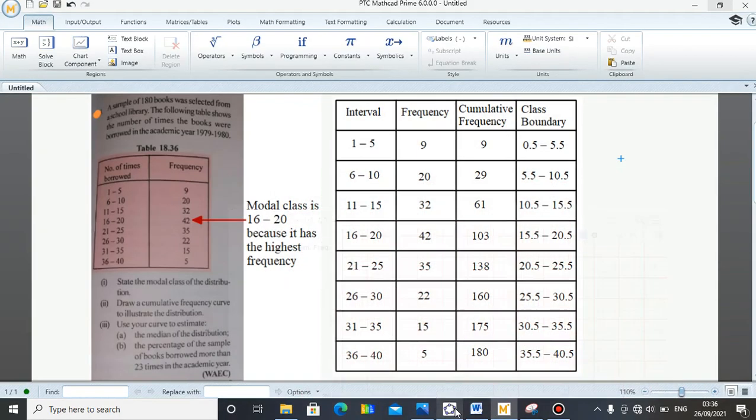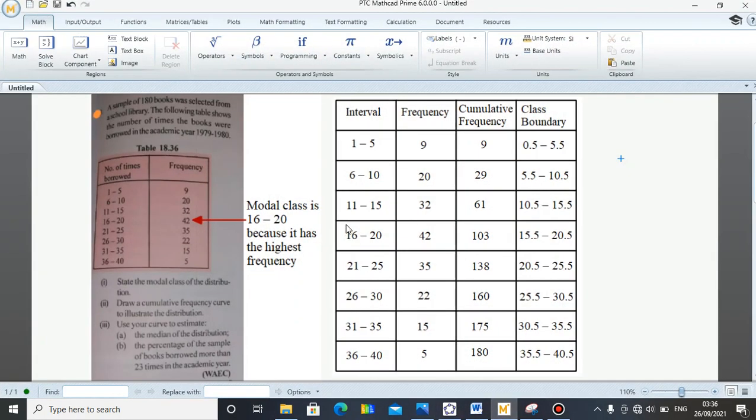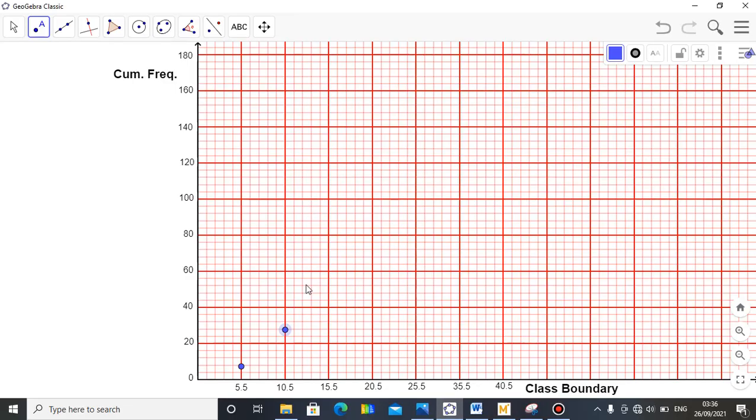Then the next is 61 to 15.5. So let's go now. This is 60, so 65 should be somewhere here, so 61 should be close to 60, around this place. So we mark it somewhere there. Take note of this. Let's move it up a little. Okay, so that is that.